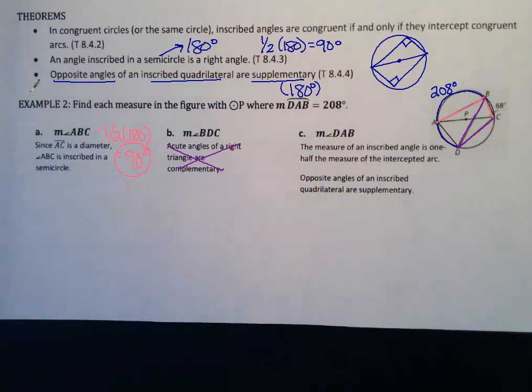Would you use the bottom one? Opposite angles. Do they intersect congruent arcs? Okay, opposite angles are in a quadrilateral. Do we know? Opposite of BDC, that's not a quadrilateral though. It would have to be this whole angle to be opposite of that one. You know what I mean?